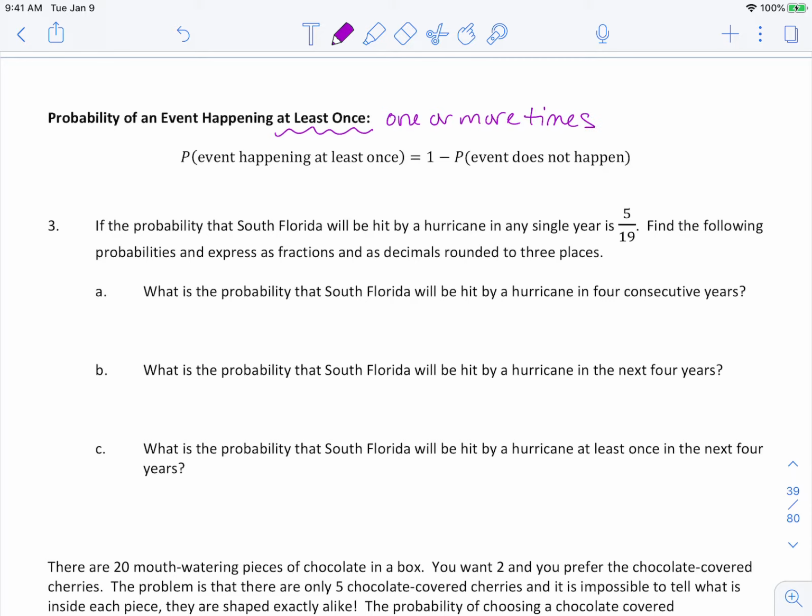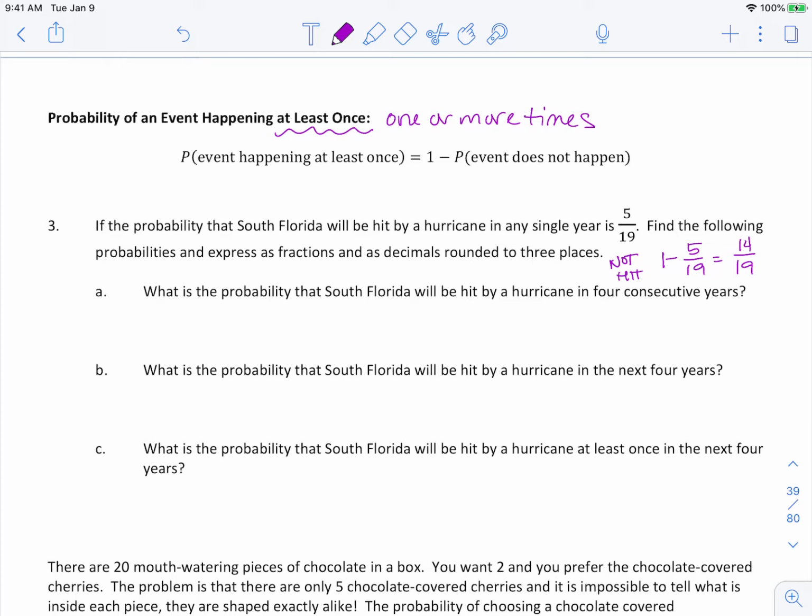Okay, if the probability that South Florida will be hit by a hurricane in any single year is 5 out of 19, find the following probabilities and express as fractions and as decimals rounded to 3 places. Okay, so probability of being hit is 5 out of 19. So the probability of not being hit is 1 minus 5 out of 19, which is 14 out of 19. So that will help us, okay?